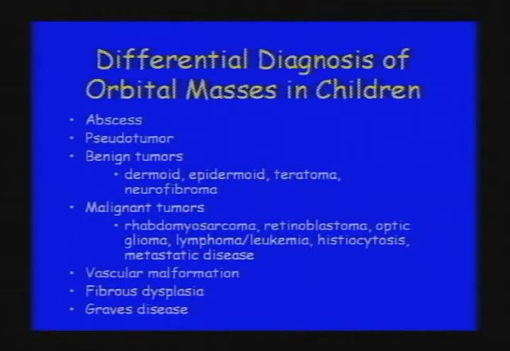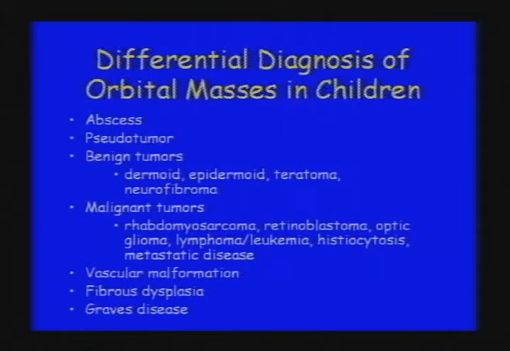Obviously, if there are infective symptoms, you could think about an abscess, or you can think about a pseudotumor. Benign tumors, teratomas, dermoids, and epidermoids can occur. Malignant tumors include rhabdomyosarcomas. Those will be in the orbit but not in the globe. Retinoblastoma will be in the globe. Optic glioma will involve the optic nerve.